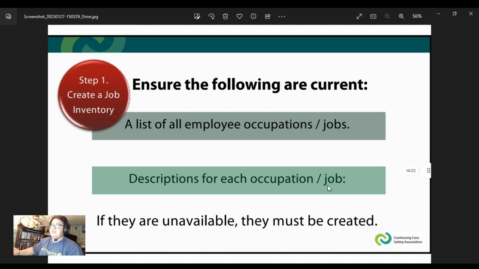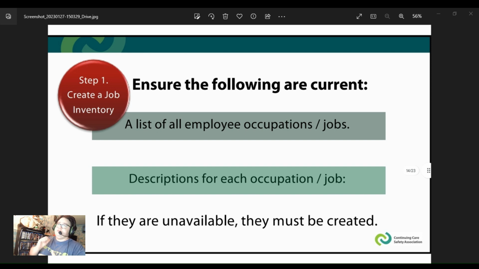And step one, create a job inventory. Ensure the following are current: a list of all employee occupations, jobs, and a description for each occupation and job. If they are unavailable, they must be created. Sometimes your company may have a format for the job descriptions already made, so check with human resources. Hopefully, we do too. I'm told we do. I would like to get my grubby fingers on it.